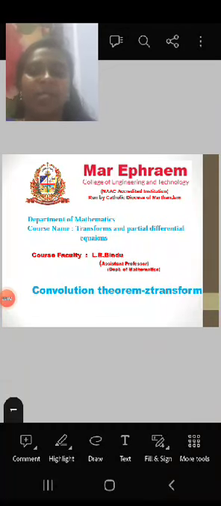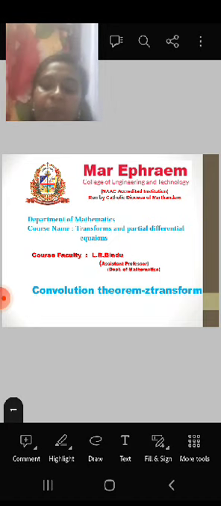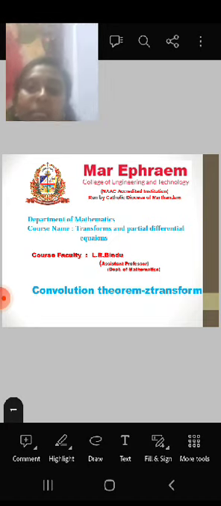Hi dear students, today we are going to study the topic convolution theorem on Z transform. Now the convolution theorem plays an important role in the solution of difference equations and in probability problems, solving the sum of two independent random variables.